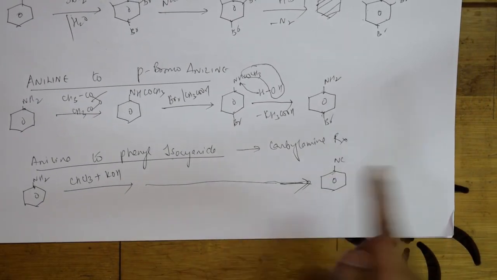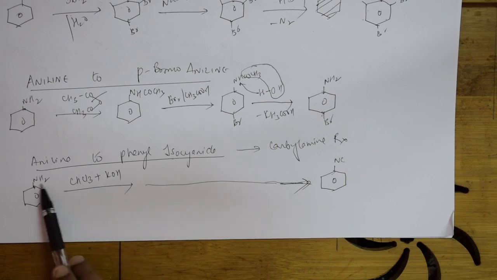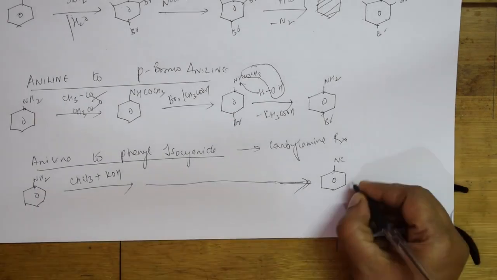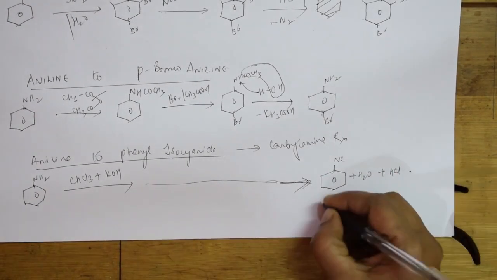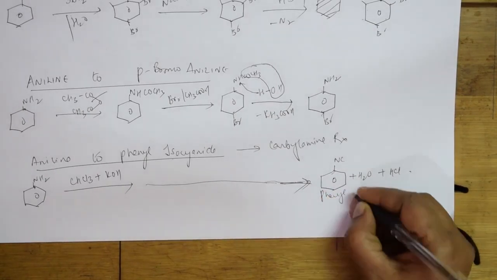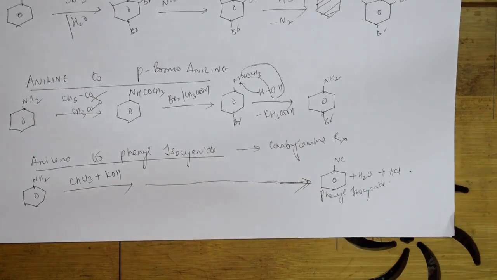So you get NC. Along with that, what else do you get? I'm going to get KCl. We have to see water, isn't it? Yes, because H2 is removed, so you're going to get water, and you're also going to get HCl. So this is phenyl isocyanide.